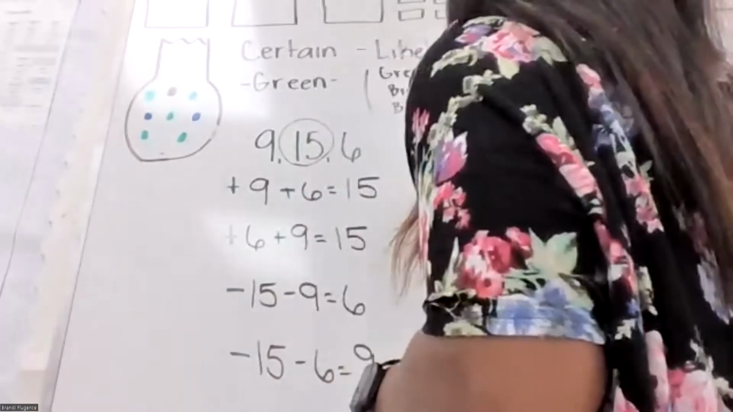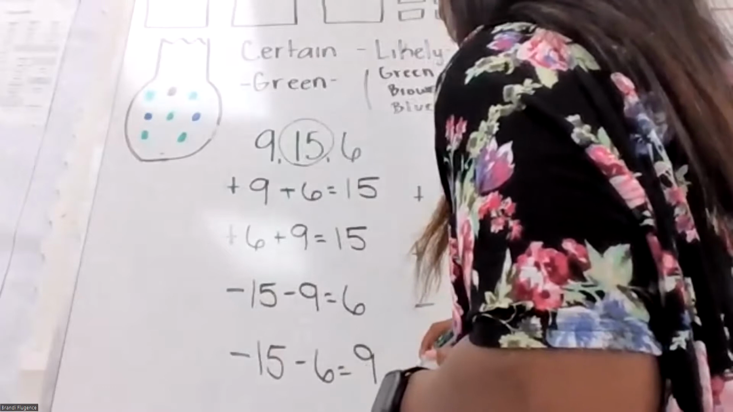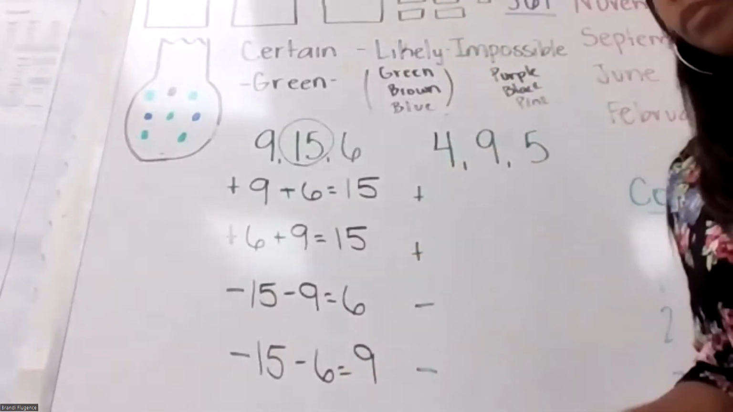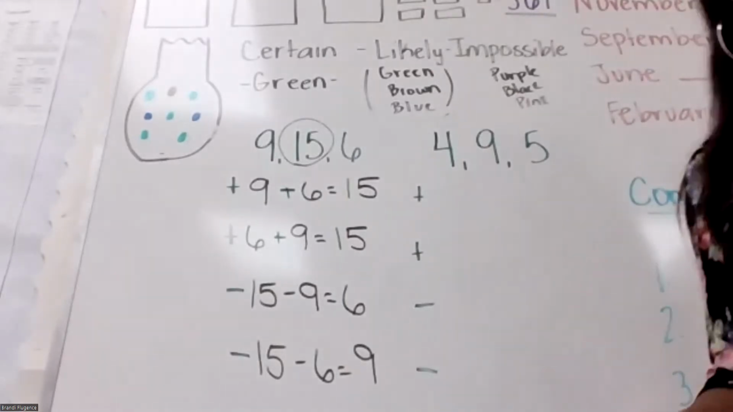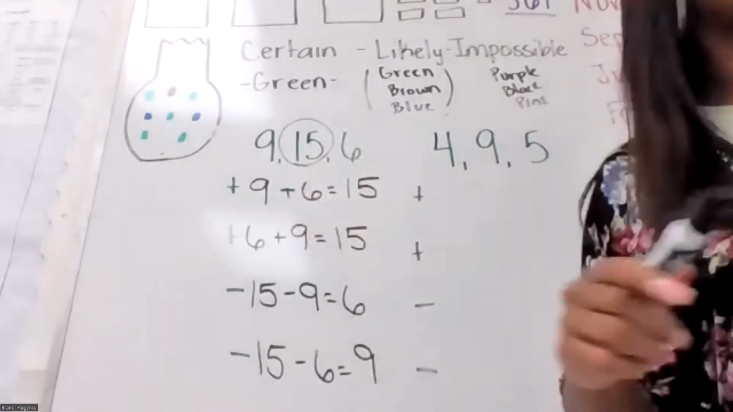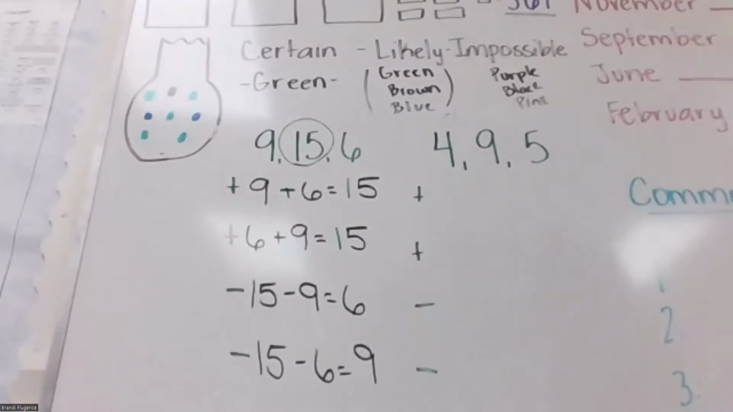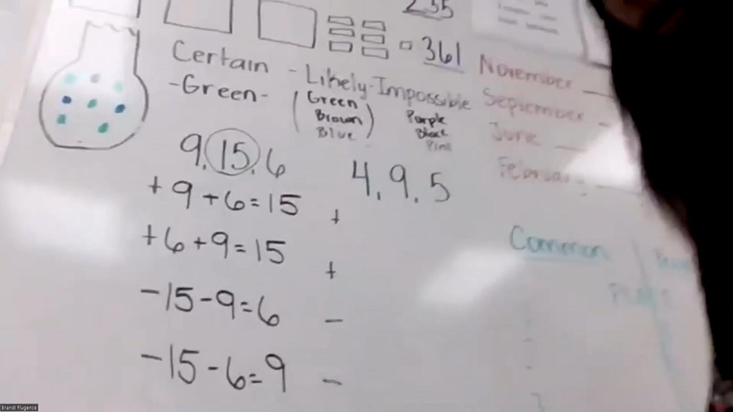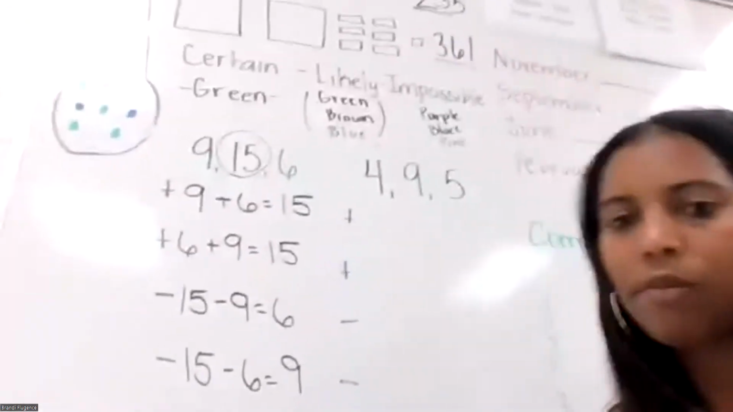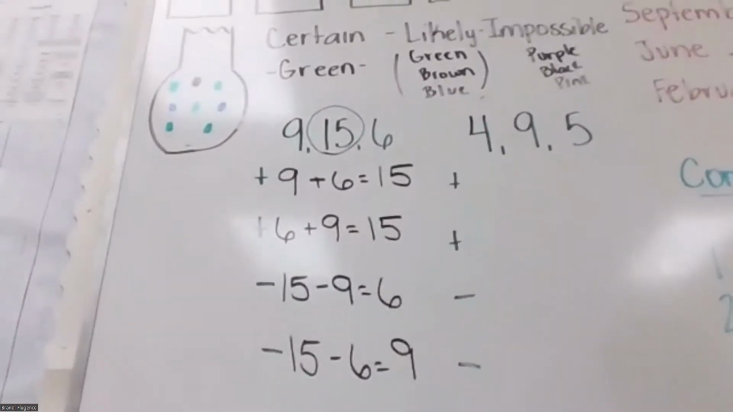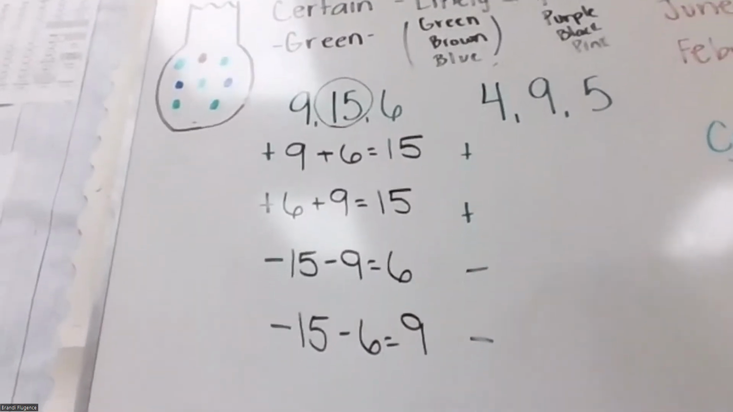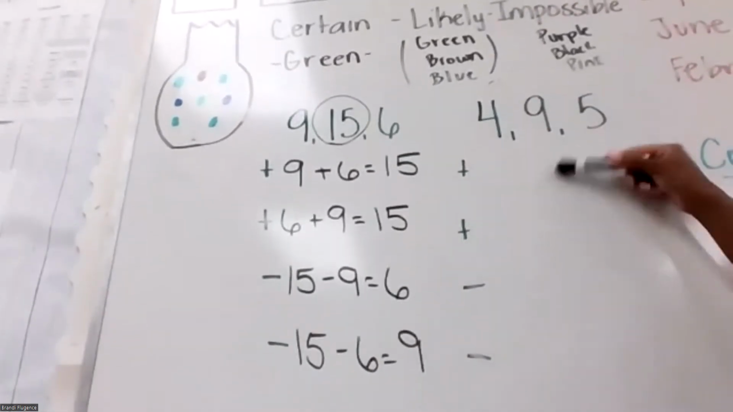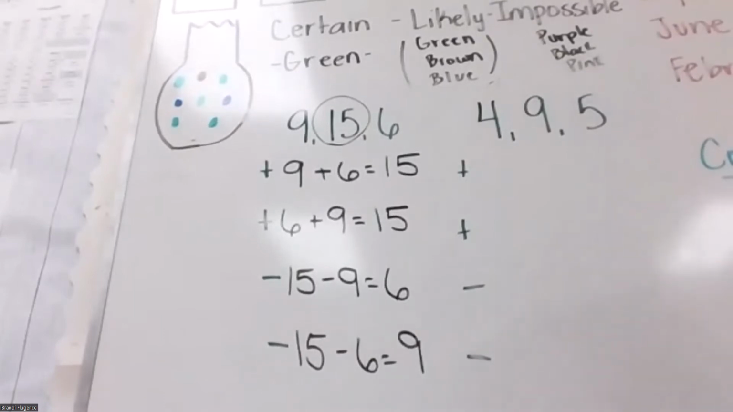All right. So we have 4, 9, and 5. Write it down. Remember, these are the only numbers you can use. We need 2 addition facts, 2 subtraction facts. Okay. So set it up like this first, and then put in the answer, just like I did.